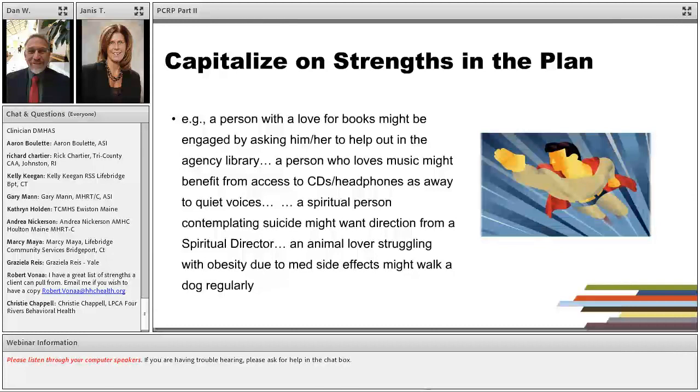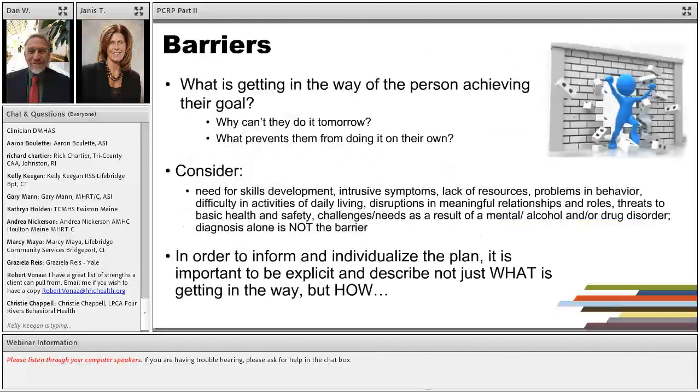So the importance of strengths, we can't emphasize that enough, but also the importance of actually using them actively. All that to say, the barriers are also not neglected, as I've mentioned previously. So really think about what's getting in the way of helping the person achieve some of these goals. Why can't they do it tomorrow? Why are they struggling to do it on their own?